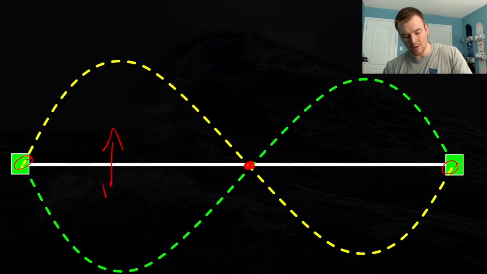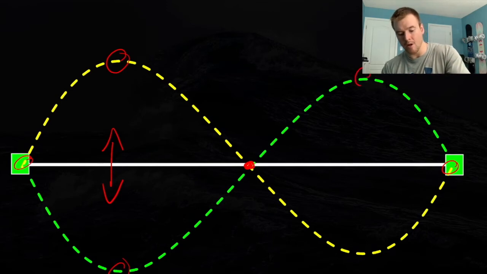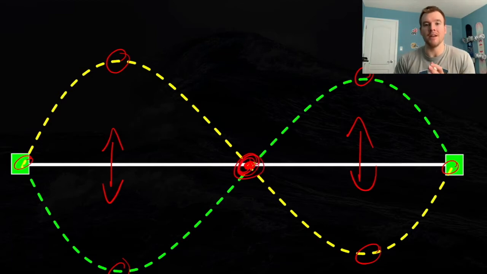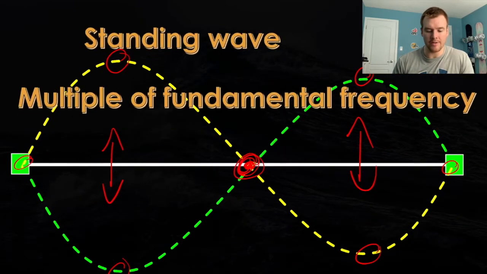We can see at that point there's no motion up and down of the string. There's going to be the most motion right here in the middle, the peak and peak right there, or peak and trough right there and here. So we get movement right here and no movement right here in the middle. This is a standing wave as well. So just put the words up there, standing wave, but this is a multiple of that fundamental frequency. It worked with just half of a wavelength, but now it also works with a full one.